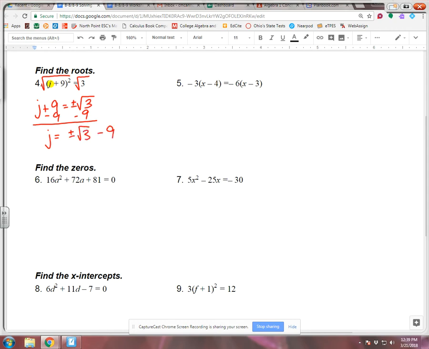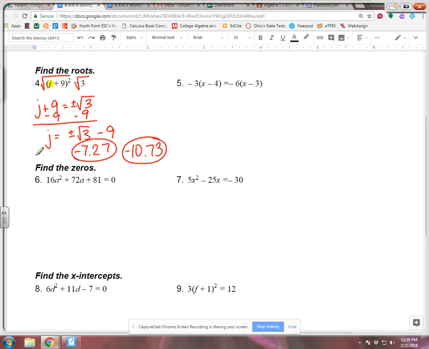Okay? You can go ahead and pick up your calculators and do the positive radical 3 equals minus 9, and that should give you an answer of approximately negative 7.27. Then we'll do the negative radical 3 equals, and then subtract 9. That should give you approximately 10.73.